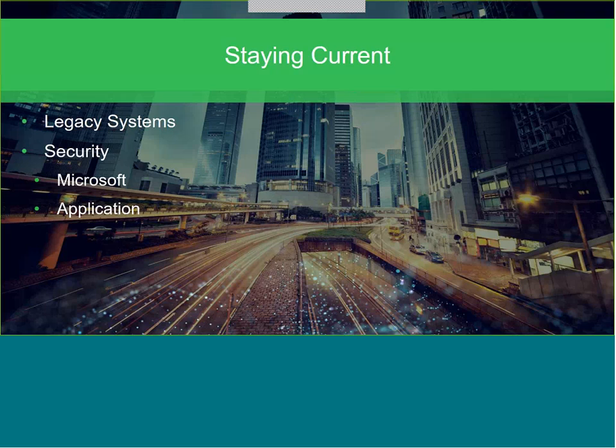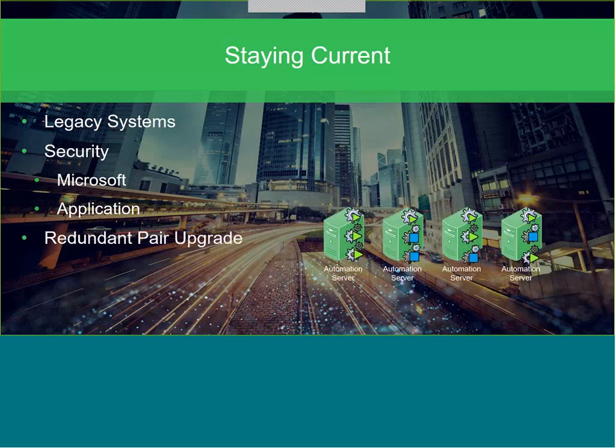What's really important with that is how we do it. What's really important is the upgrade procedure that you go into. We've already talked a lot about downtime, and we don't want downtime in our system. We want to keep our systems up and running as much as we can.